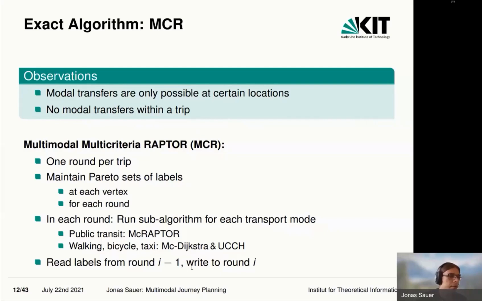And apart from that, it pretty much works like Raptor. So in each round, we will read labels from round i-1 and write labels into round i. Each time we generate new labels, we merge them into the Pareto set of the corresponding vertex, and we remove dominated labels. Okay, so that's fairly simple. Basically, it boils down to alternating between MacRaptor for the public transit part and then multi-criteria Dijkstra on the road network.